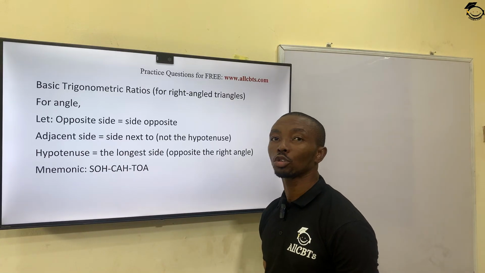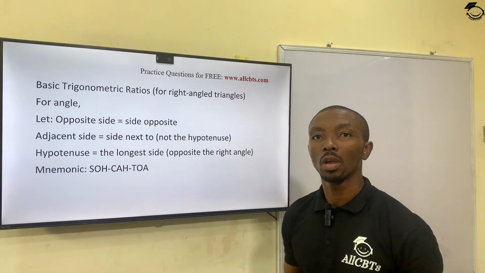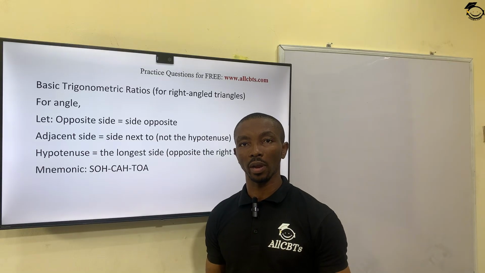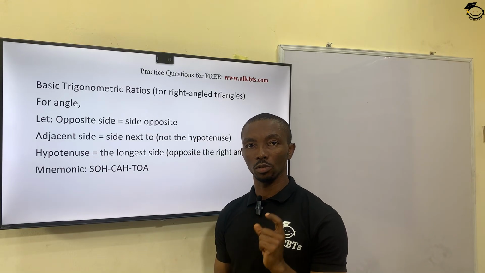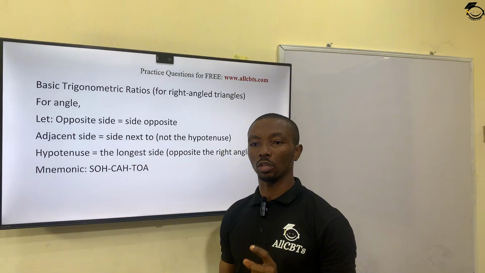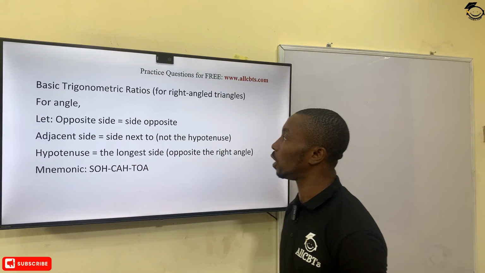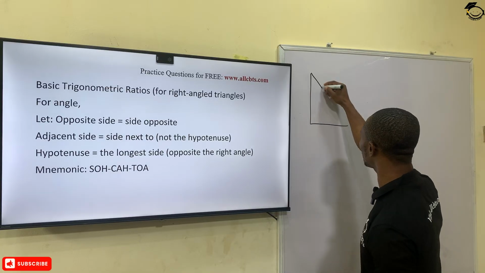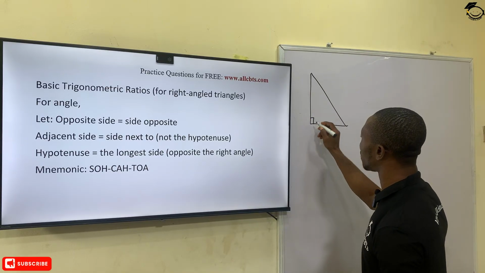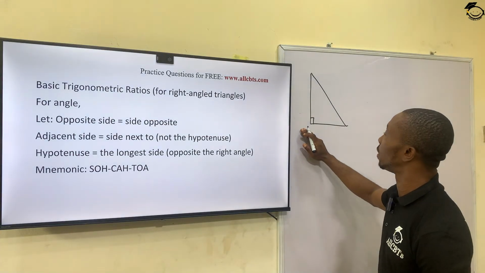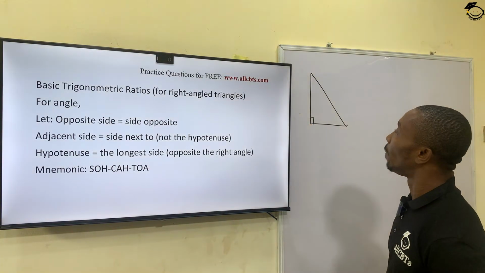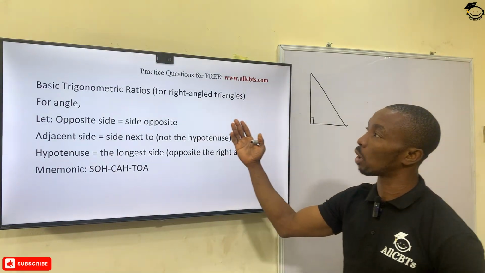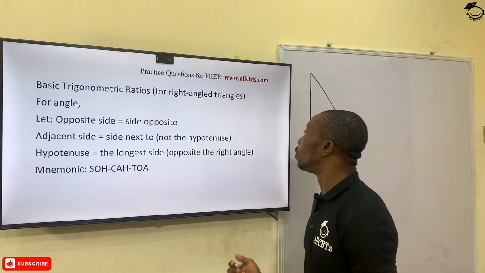Now, what are right-angled triangles? Right-angled triangles are triangles which have a specific angle of 90 degrees. So once we have an angle of 90 degrees, then we know it's a right-angled triangle. So if we have a triangle in this form, and this is 90 degrees, then we'll know it's a right-angled triangle. Now, the naming of our right-angled triangle gives rise to our basic trigonometrical ratios.